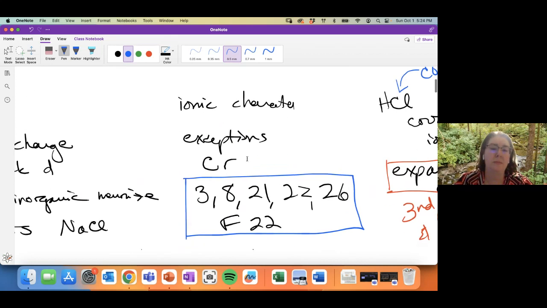I think someone pointed this out, that there are exceptions. If you really do want more information about those exceptions, it's chromium, molybdenum, Mo, and then copper, silver, and gold. And that's back in chapter 4. So do go back through your chapter 4 notes. These were exceptions in electron configuration.